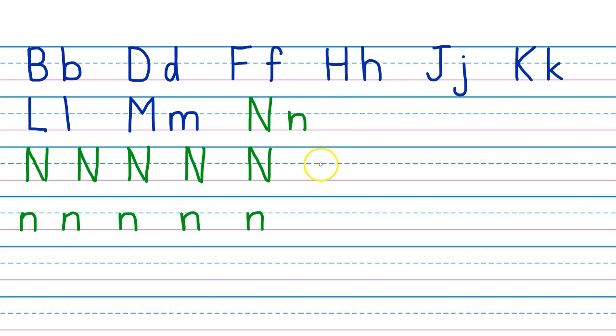Let's write a few words with the N that says N. We will write them with lowercase letters. N can say N at the beginning of a word, like in nut. Here is the N that says N, followed by a U that says uh, and a T that says t. Say it together fast. Nut.